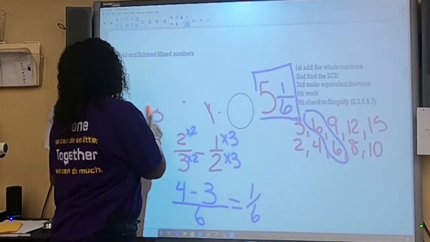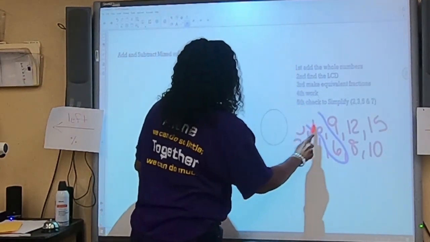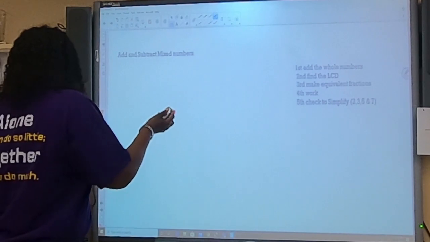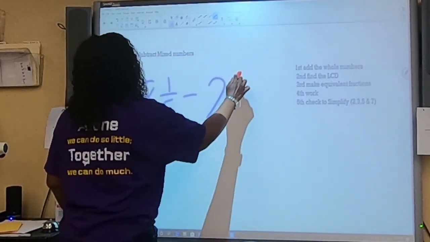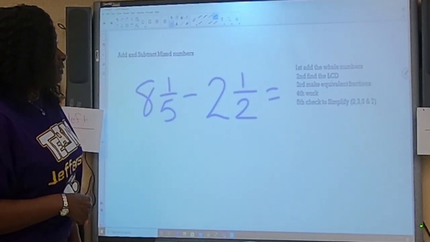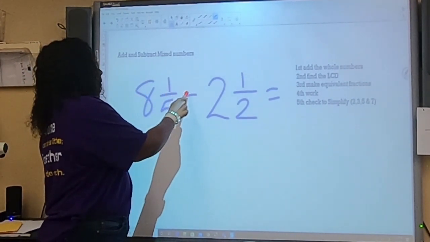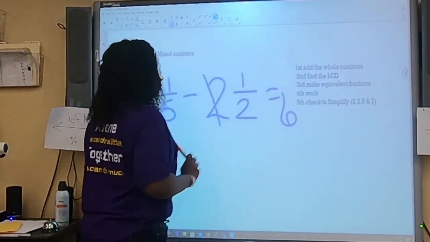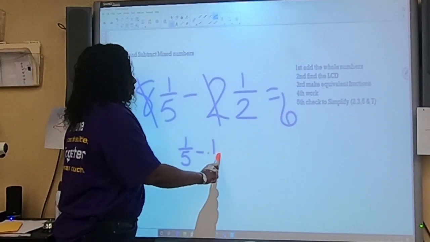Okay. Let's try a subtraction problem where we have to regroup. So let's try 8 1/5 minus 2 1/2. Starting with my steps, I'm going to subtract my whole numbers. 8 minus 2 gives me 6. So now we have 1/5 minus 1/2.